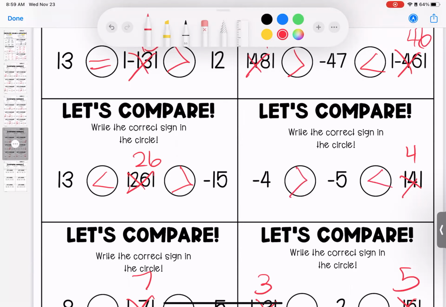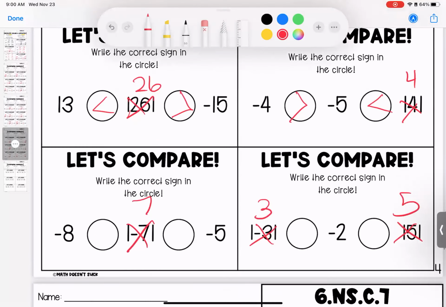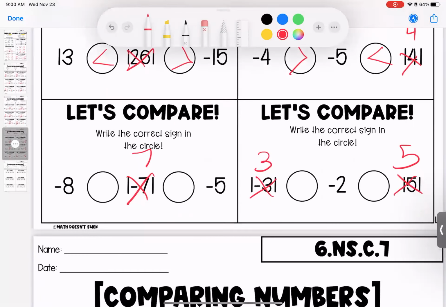Remember, negative numbers are weird. Further from 0 is smaller, closer to 0 is larger. Negative 8 is less than 7 is greater than negative 5. Negative 3 is greater than negative 2 is less than 5.